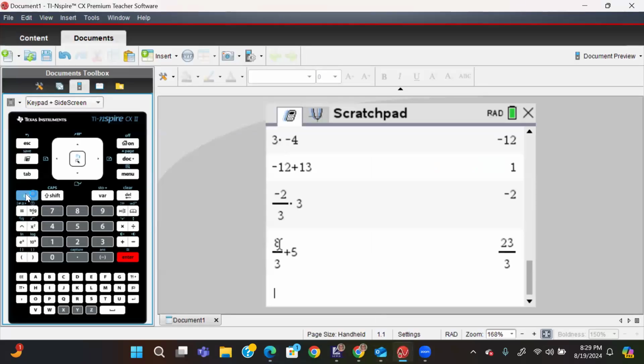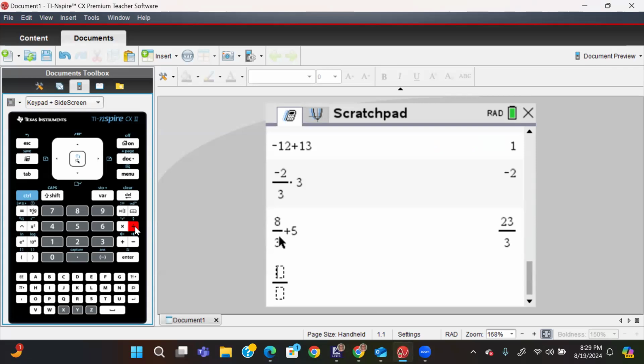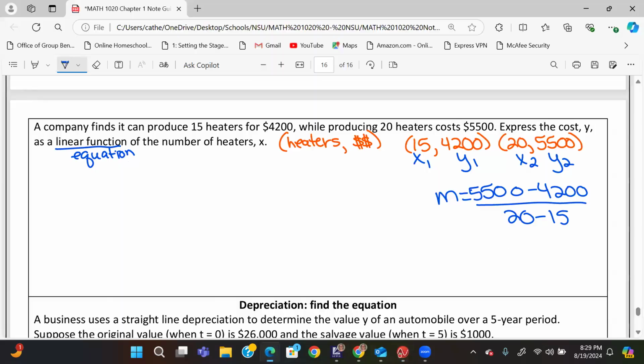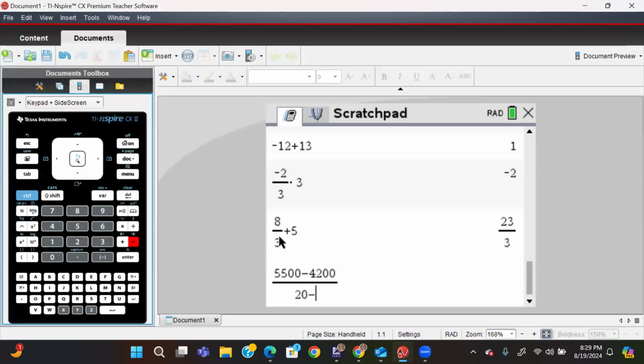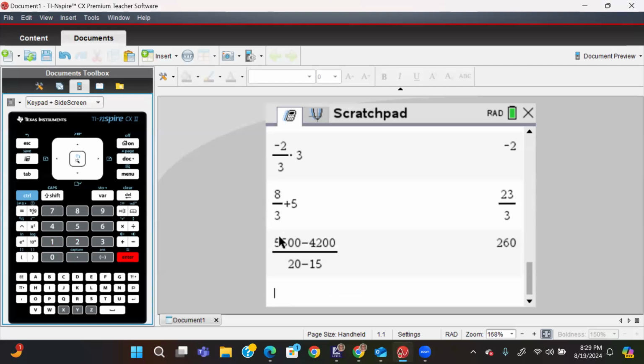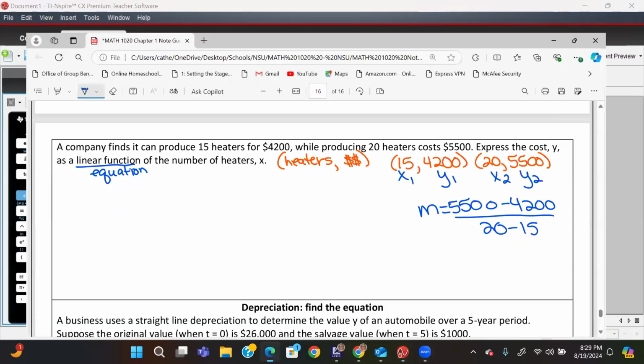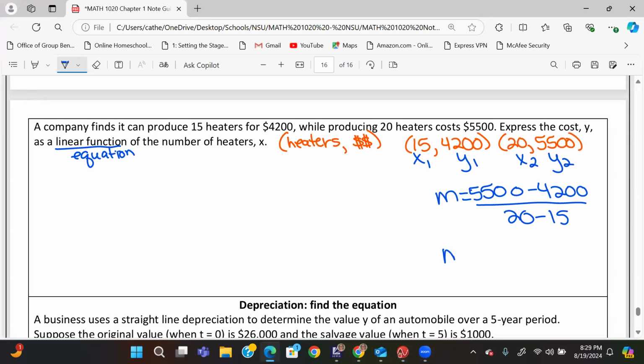All right, flip over to the calculator. Let me double check. 20 minus 15. All right, so 260 is going to be our slope. So I have the slope, and it doesn't matter which point you use. Everything's positive, so I'm just going to use the first one.